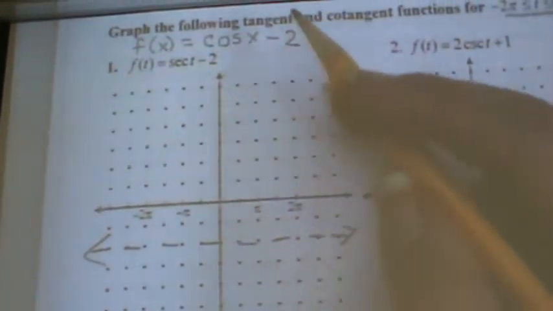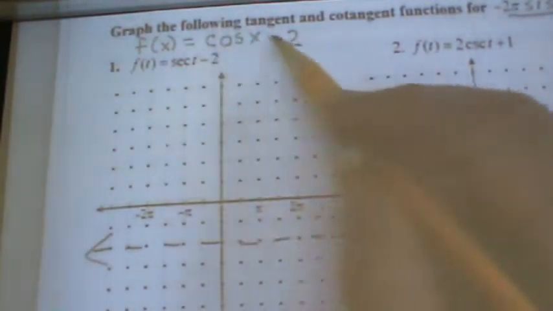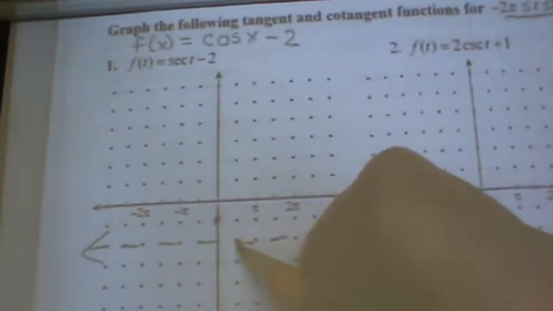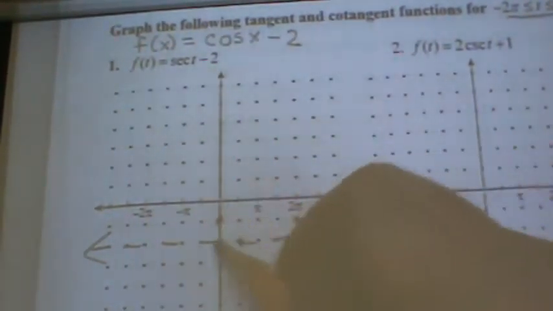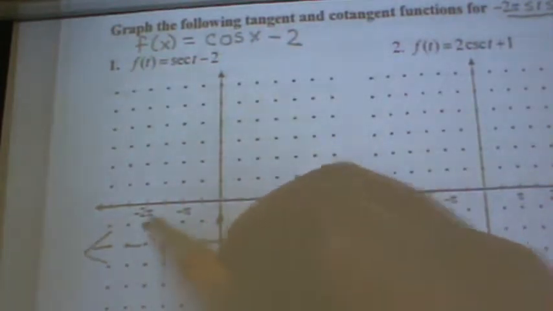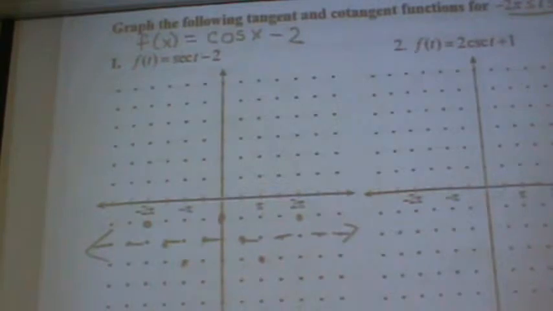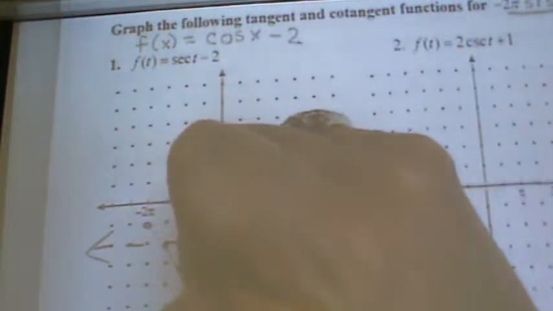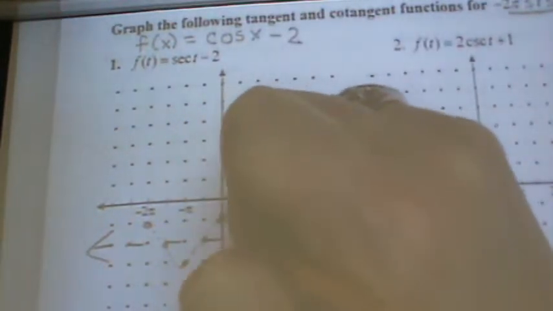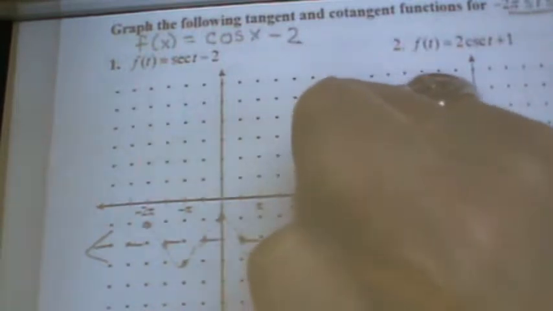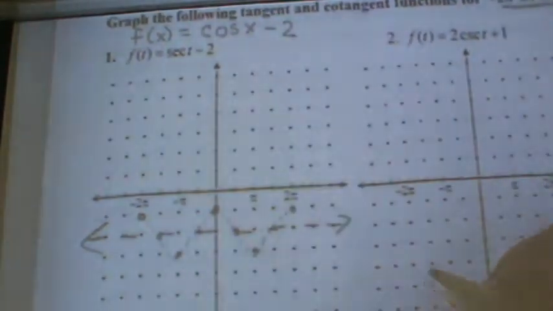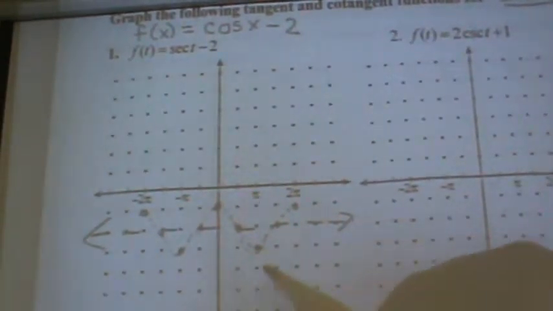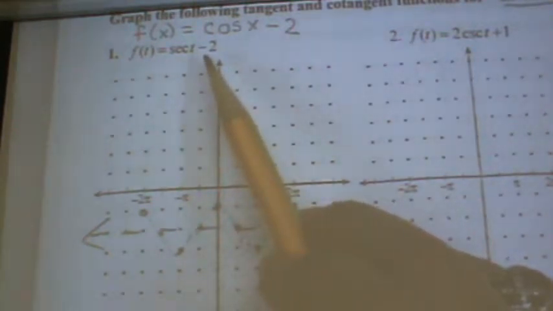The amplitude of this is 1. What does the cosine curve look like? What would this look like? Well, you would start high, and you'd go above, on, below, on, above. Okay? So I'm going to do a broken line. I want to have a contrast between this graph. This is not the answer, but it's going to help me graph what I really want, which is the secant minus 2.